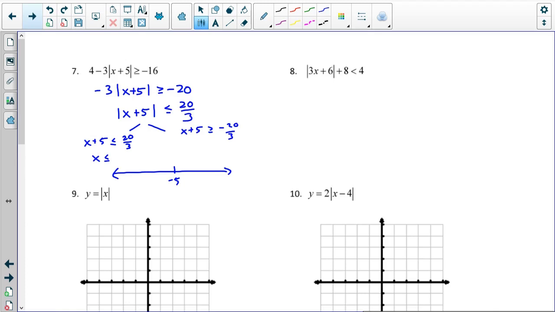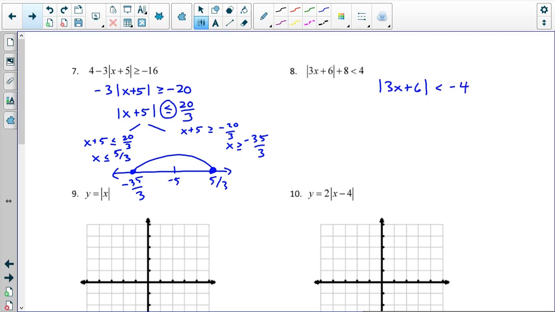to 5/3. So 5/3 is over here. And then when I subtract 5 from this one, I get x is greater than or equal to -35/3. And since this distance was a less than distance, it's definitely going to be all of the values on the inside of that. Number 8, so I get the absolute value of 3x plus 6 is less than -4.